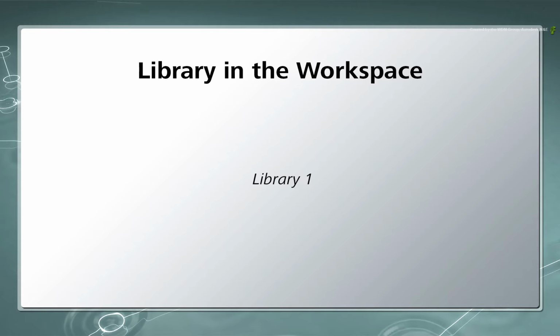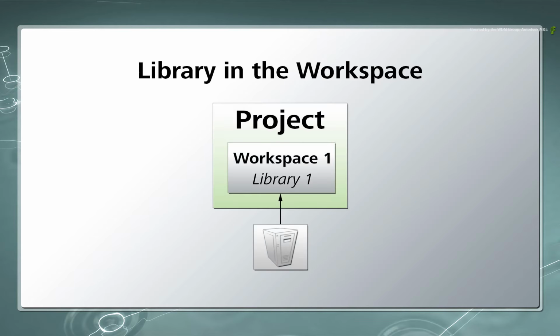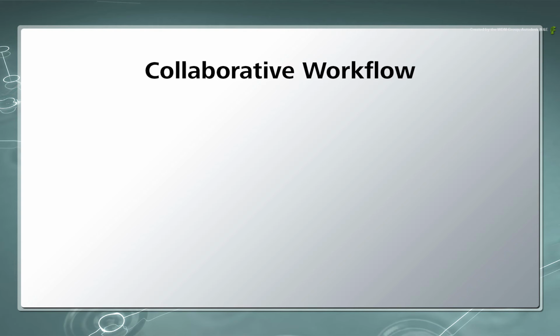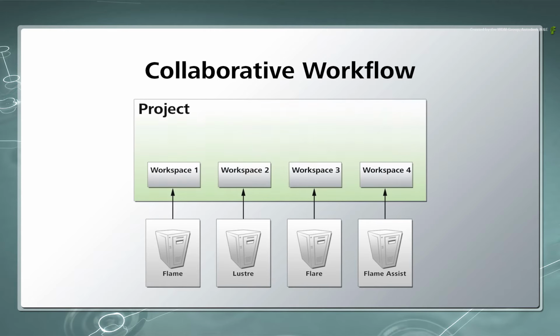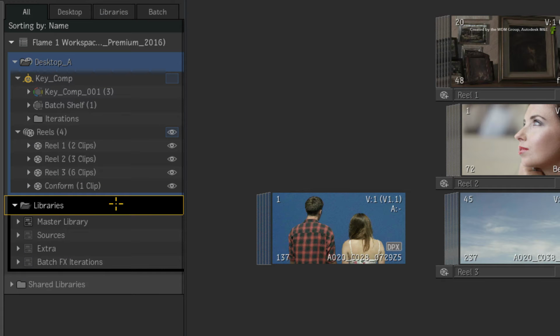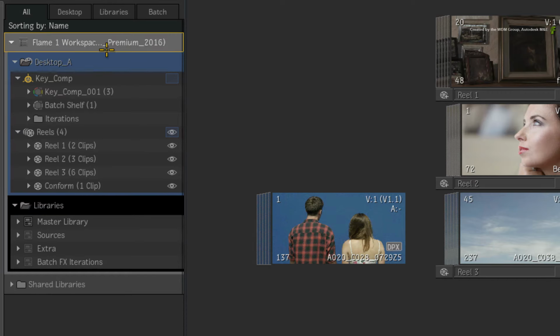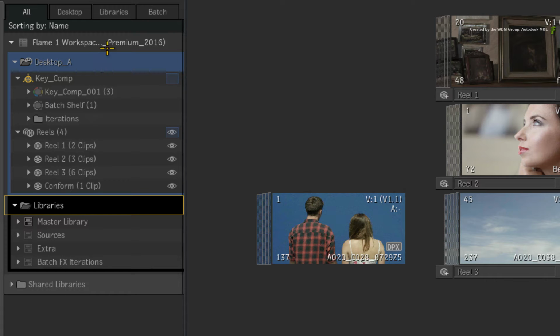It's important to remind us that the library is part of the current workspace. This was explained in great depth in the previous video detailing the project workspace. So thinking about collaborative workflows with multiple Flame Premiums, Luster, Flares, and Flame Assist, each system will have its own workspace within the main project. And by having a workspace, each system has its own library. So this library is totally tied to this workspace, and you cannot share it across workspaces.